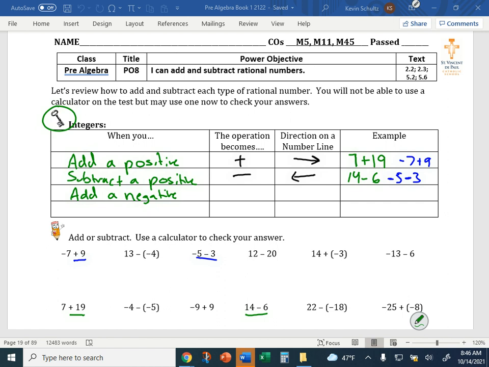-7 plus 9 would be adding a positive, because remember, the sign on that first number has nothing to do with the operation. In between our -7 and 9 is just a plus sign. So that's just straight up adding. But adding a negative kind of means, wait, there's more than one thing in there? Tony?